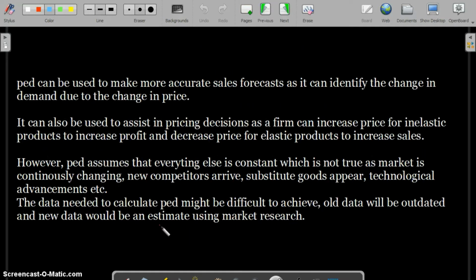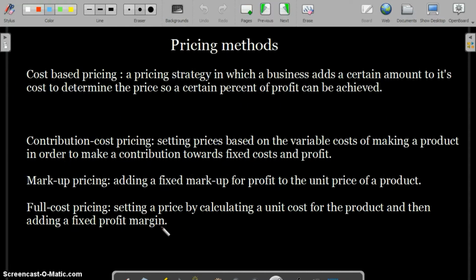So what are the pricing methods? There are in general five pricing methods, strategies to be exact: cost based, competition, price skimming, price penetration, and price discrimination. So let's look at cost based pricing. It's basically a pricing strategy, as the name suggests, in which a business adds a certain amount to its cost to determine the price, so a certain percent of profit can be achieved. You just look at the cost, what is the cost of production, and you add your own percentage of profit that you want to determine the price.